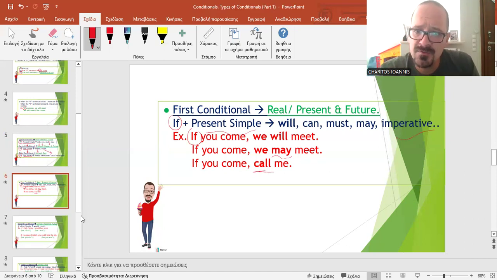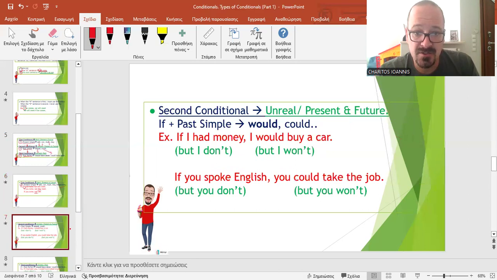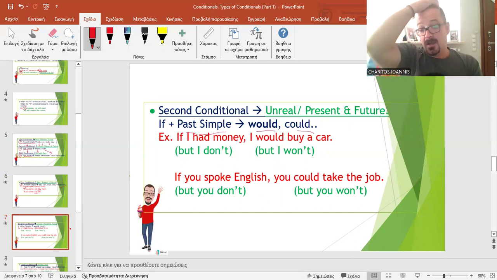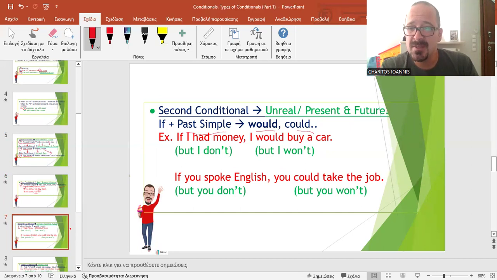How will I go from the first conditional to the second? Do you remember? What's behind present simple? Past simple. What's behind will? Would. Second conditional. What's behind present simple? Past simple. What's behind will? Would. And behind can? Could. The second conditional, remember, shows something unreal. Unreal means that it can't happen or it doesn't happen. And it refers to the present and future.